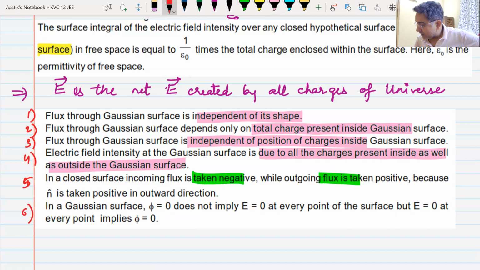Then one more important point that you have to remember is if the flux is zero, that does not mean that the electric field is zero. It means that the net electric charge enclosed is zero. If you get the flux through any closed surface as zero, that does not mean that the electric field is zero. The net charge can be zero. If electric field is zero, definitely flux is zero. But if flux is zero, electric field may not be zero. The net charge could be zero. Do we understand this? Yes or no? Yes, sir.